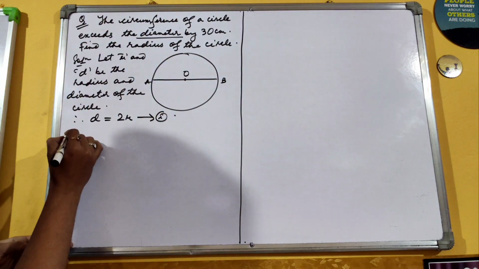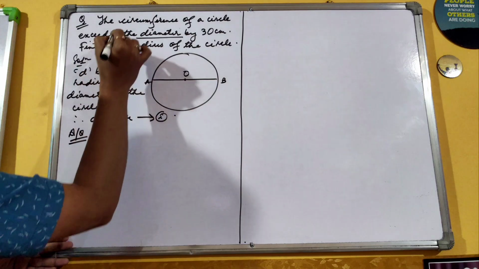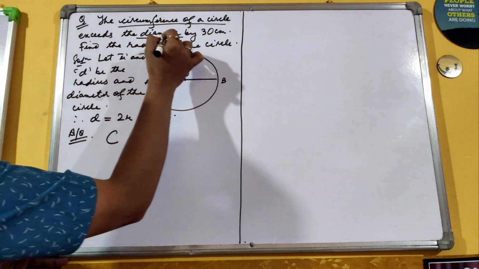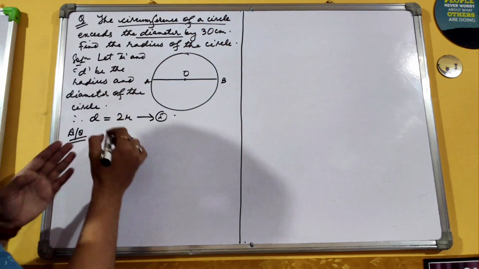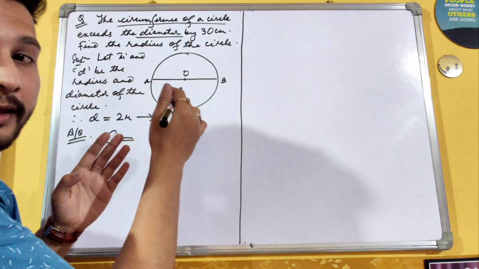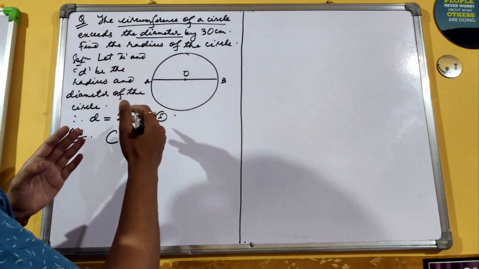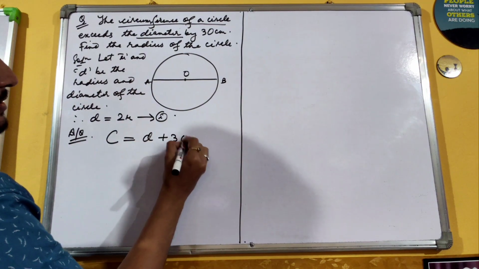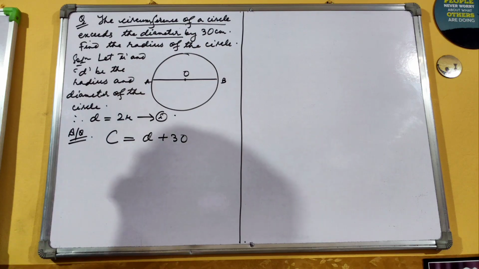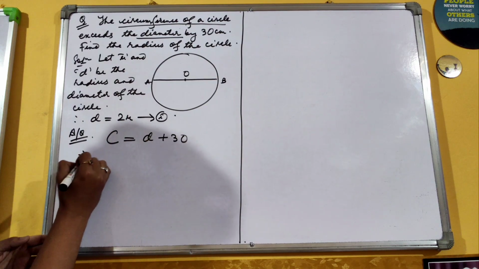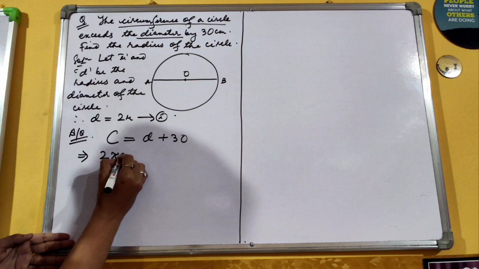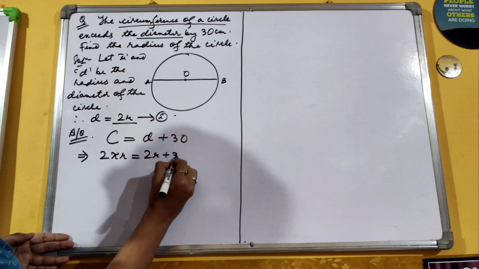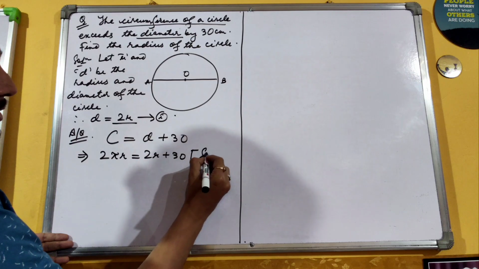In the question it's given, according to the question, the circumference of a circle exceeds the diameter by 30 centimeter. Means the circumference is bigger in length than the diameter, which is D, by 30 centimeter, plus 30. That's given in the question. Let's just find it out. What is C? Twice pi r. What is D? Twice r from 1. Twice pi r equals twice r plus 30.